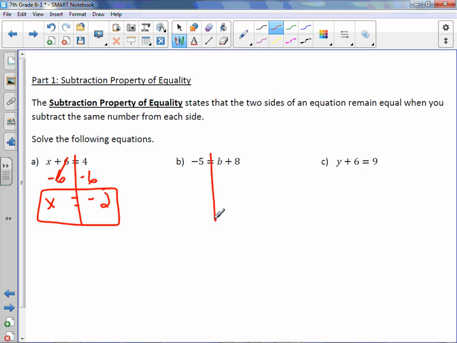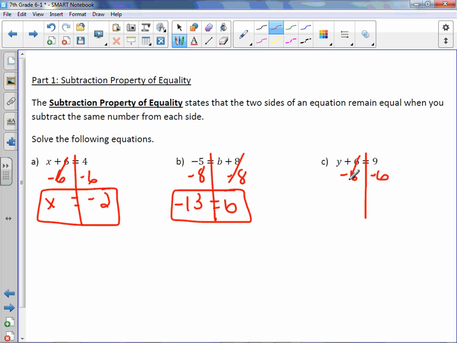Letter B, draw your line. To get rid of the plus 8 next to B, we are going to subtract 8 from both sides. We get B on the right-hand side equals negative 5 minus 8 is negative 13. Letter C. Y plus 6 equals 9. So subtract 6 from both sides. We get Y equals 9 minus 6 is positive 3.